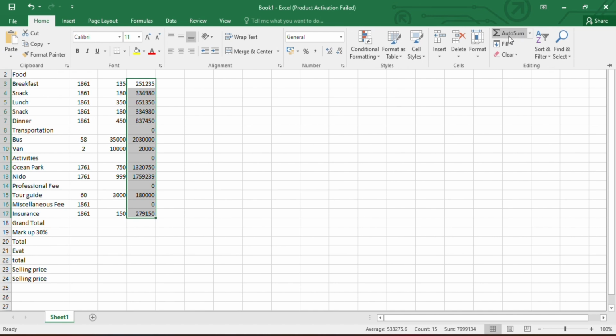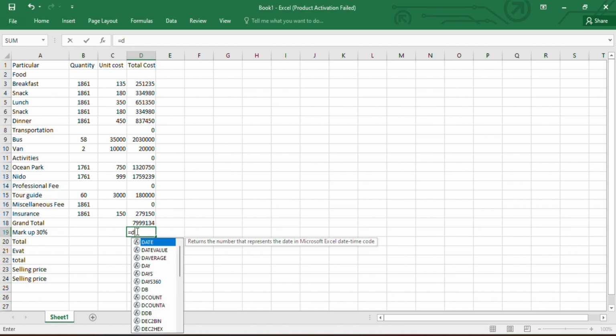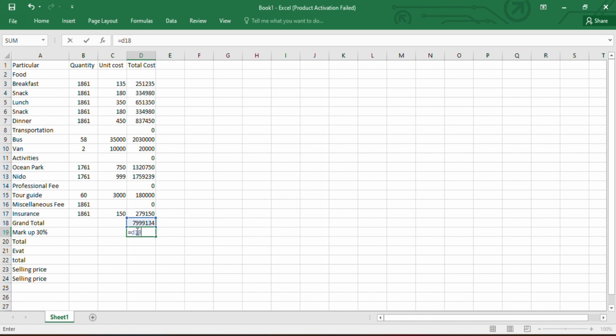Next is we're going to put the grand total. So we're going to add all the way from food to insurance. So we're going to add the D17. The D18 times the markup, which is 30%. And then you'll get the answer.